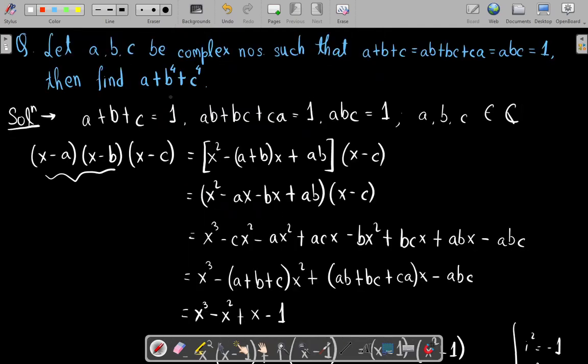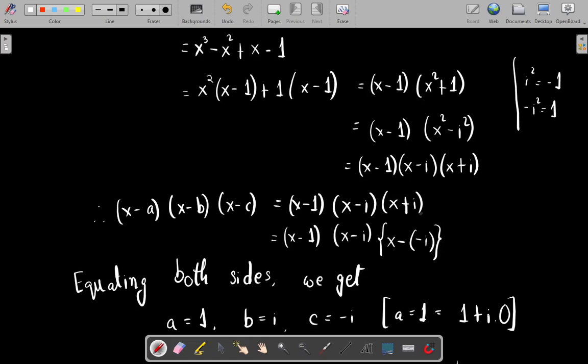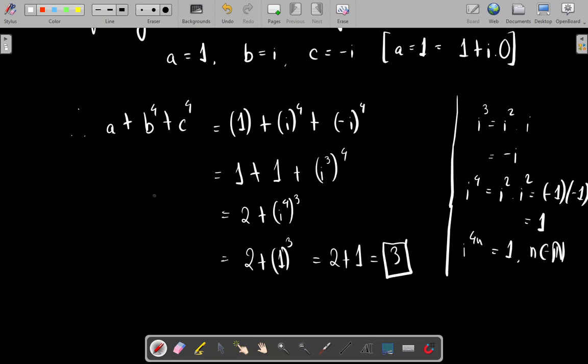To find the value of a plus b to the power 4 plus c to the power 4, if a, b, c are complex numbers and we are given that a plus b plus c is 1, ab plus bc plus ca is 1, and abc is 1. Okay, so we have just factorized x minus a times x minus b times x minus c. We have found the product here, then we have factorized it further in terms of linear factors, and we have compared both sides, and from there we have evaluated the value. After computing the values of a, b and c, we have computed the value of a plus b to the power 4 plus c to the power 4. Okay, so this was a short sum.